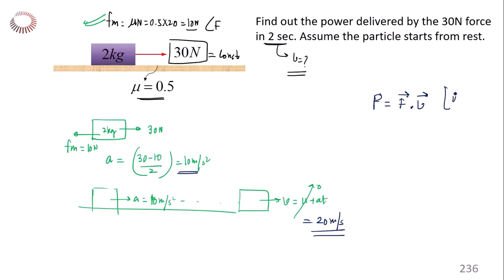So that means theta is 0 degree. Simply write F into v. So F is 30 and v is 20. That means it is equal to 600 watt. So this is the power delivered by this 30 Newton.